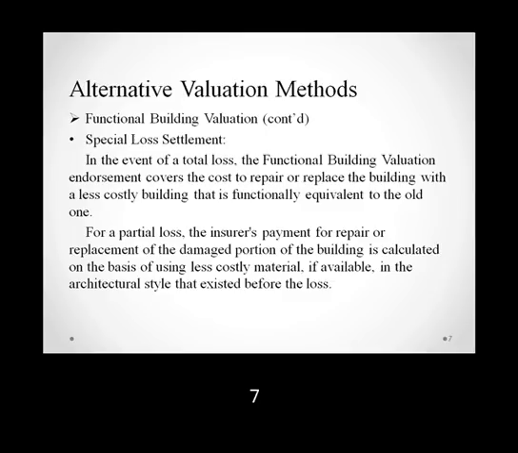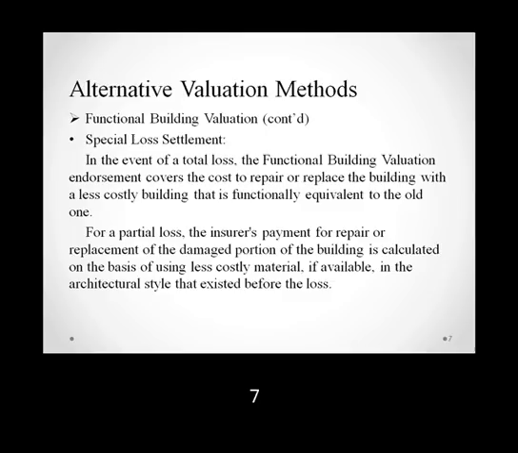So it really depends on what type of loss it is. For example, if there is a fire that completely burned down the building, how will the insurance company compensate that? Well, the insurance company in this case will cover the cost to repair or replace the building with a less costly building that is functionally equivalent to the old building. For example, if the old building has 3 bedrooms, 2 bathrooms, then the new building will also be 3 bedrooms, 2 bathrooms, but with modern materials.